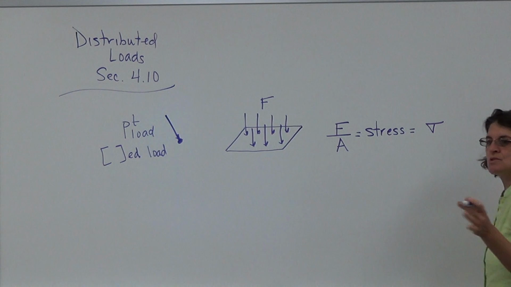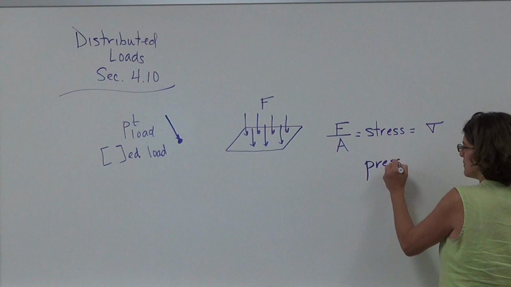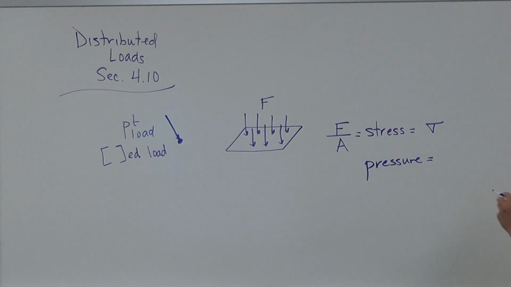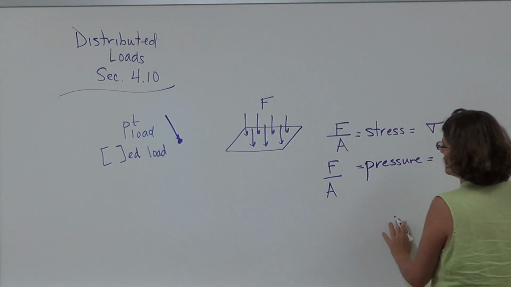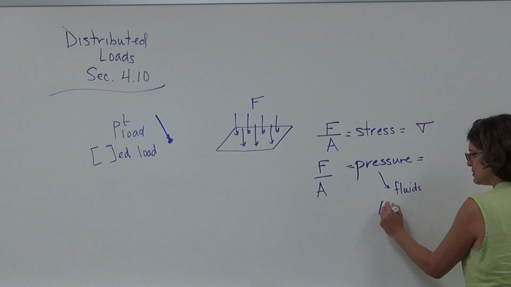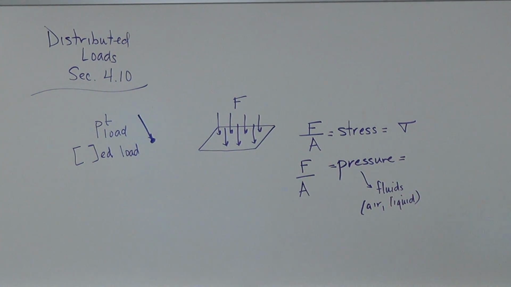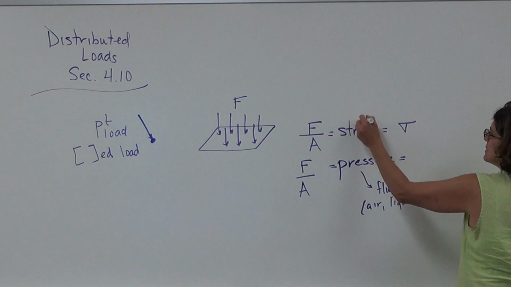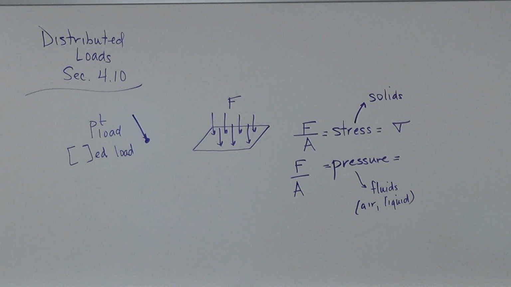Now, there's another word, those of you who didn't take materials have also heard of the word pressure. I think in materials it would have been clarified the difference between the two. But pressure is also force over area. But pressure is used for fluids, and that fluids describes air and liquid. So what would be an example? Water pressure through a pipe, air pressure in a bicycle tire. But when we talk about solids, we use the term stress.